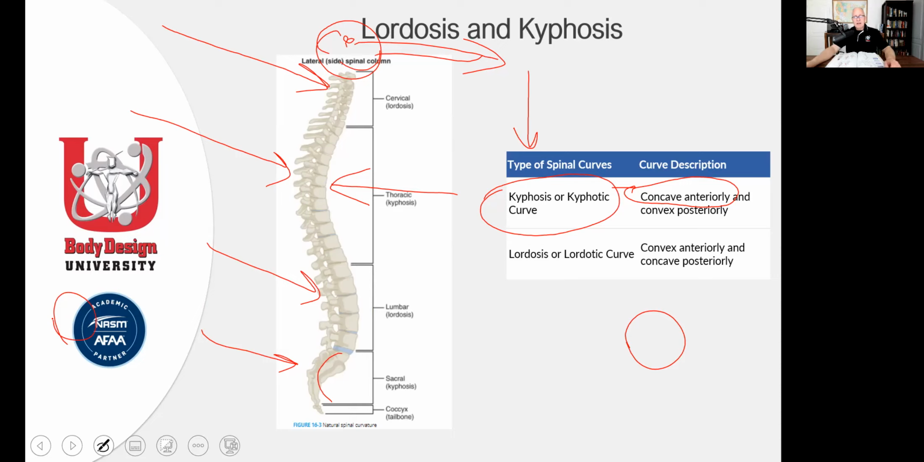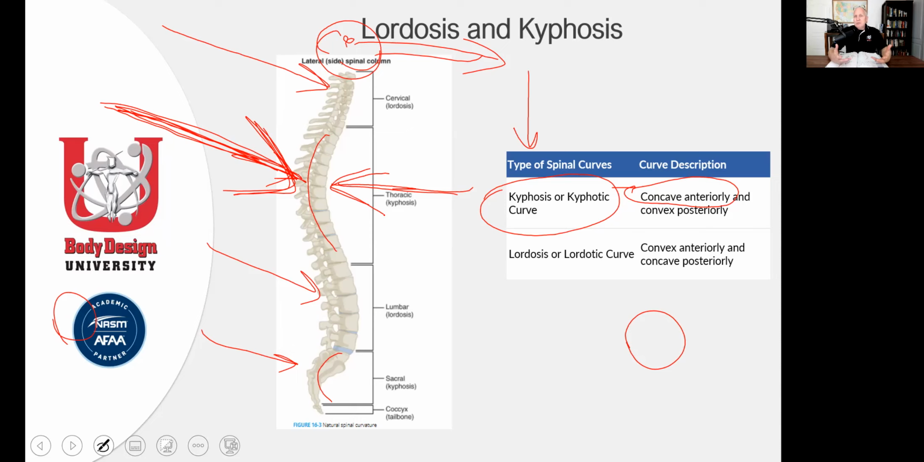Now, if I look at it from the posterior to the anterior, that's what this arrow represents. A kyphotic curve is convex. However, if I look at it from the other way, it's concave. And that's all this is saying. I said I was going to confuse you a little bit. I hope that's not confusing.